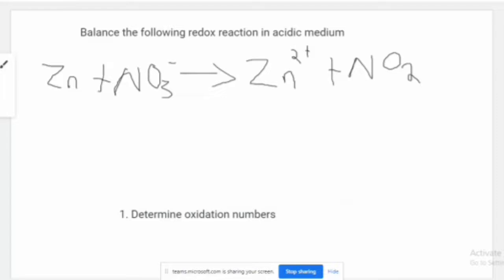All right, so let's determine the oxidation number for zinc. So we have two reactants and this nitrate ion. If you have an element like zinc, this element here is neutral.